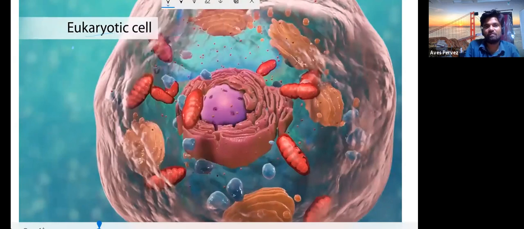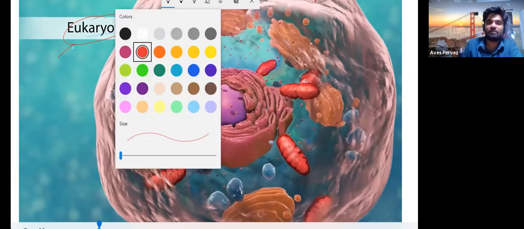So when we say eukaryotic cells, it means a well-defined cell that has the cell membrane and well-defined cell organelles with proper membranes, and everything that a cell is going to have. Let's talk about it further.